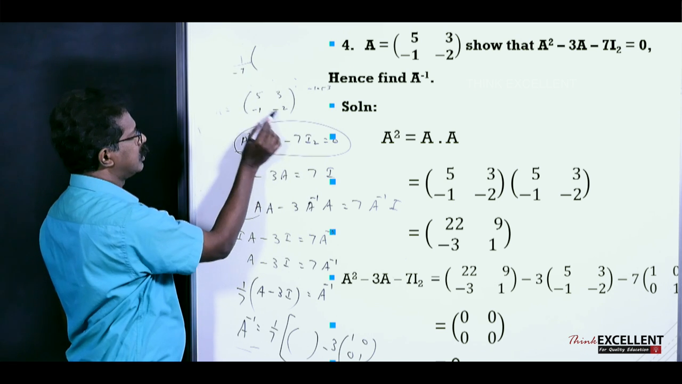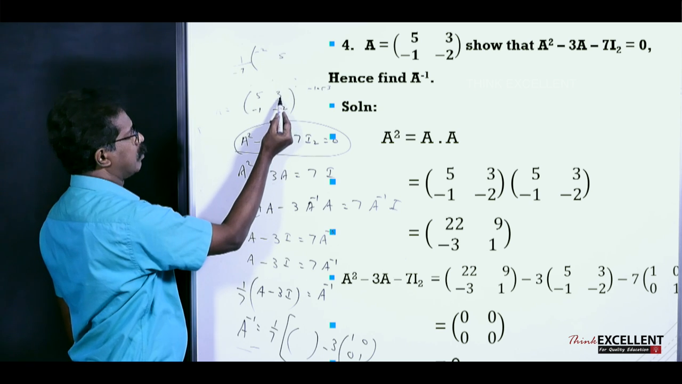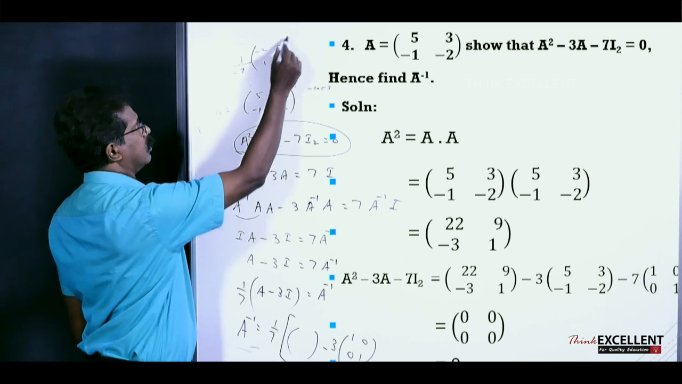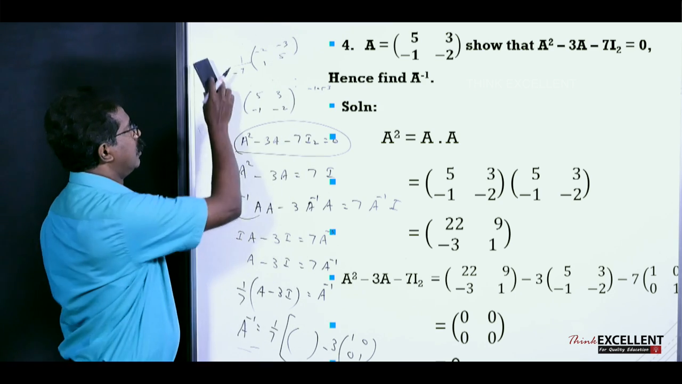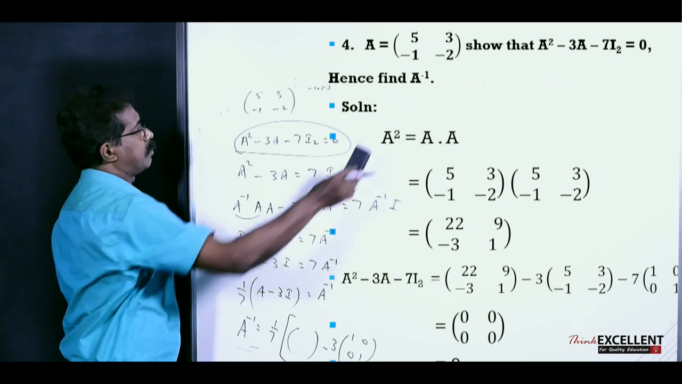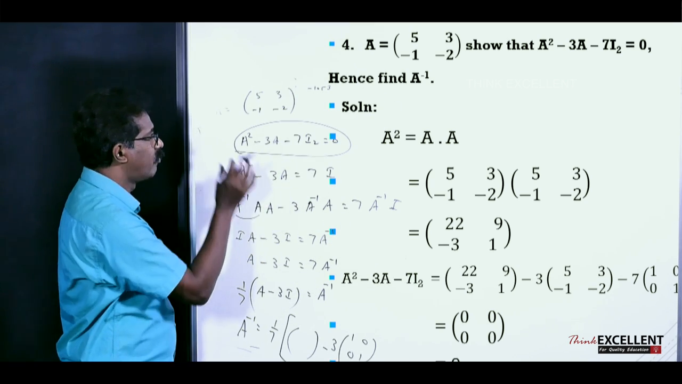Adjoint, you know, interchange the principal diagonal: minus 2, 5. The other two elements change the sign: minus 3, 1. This is what you are going to get as the final answer. But that method you cannot use here, because they asked to prove this and hence find A inverse.